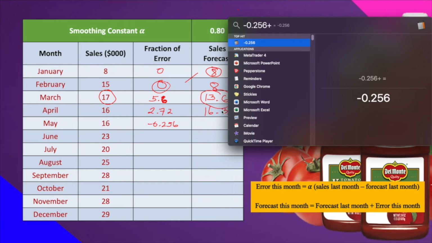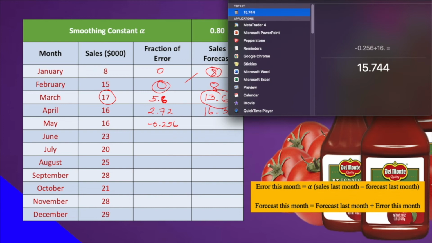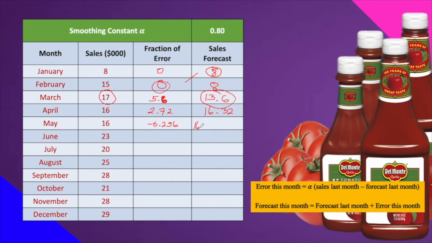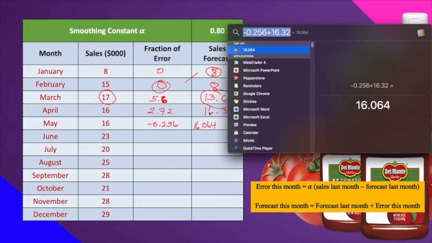Ito po siya, 16 point, anong value yun? 32. So, 16.32. We will be having a 16.064 as the sales forecast for the May. Tama ba tayo? Ayun, 16.064.